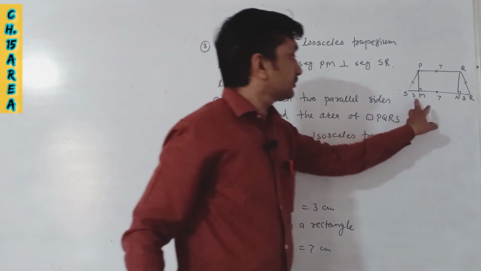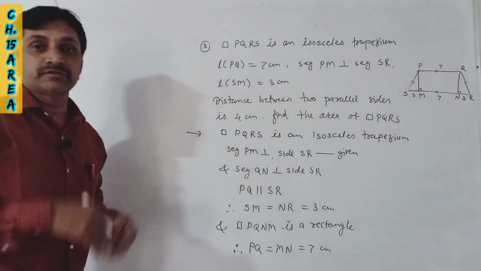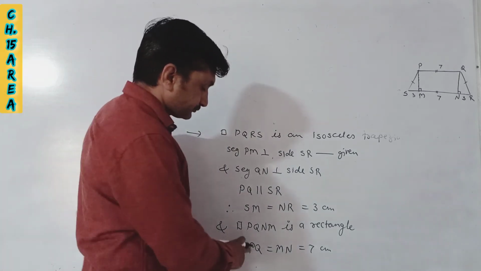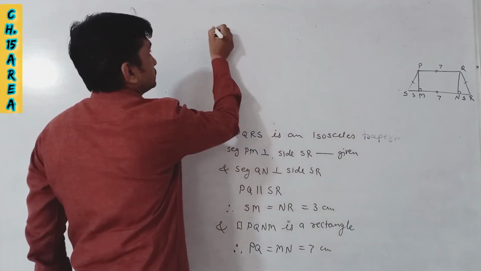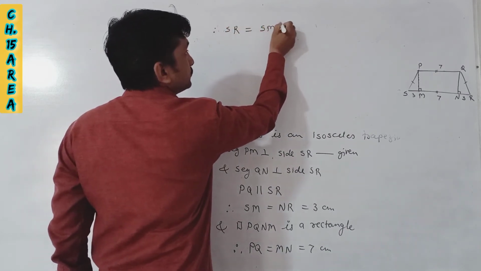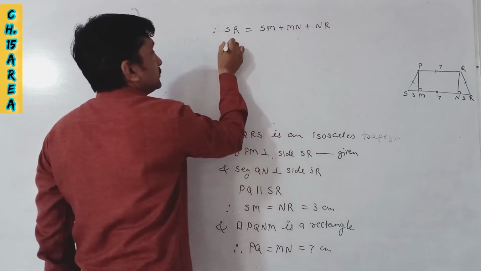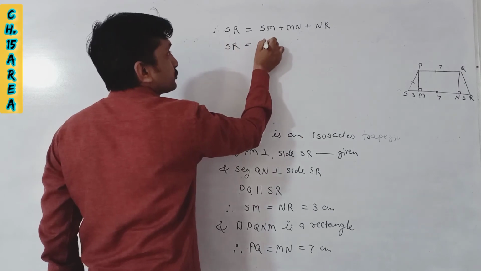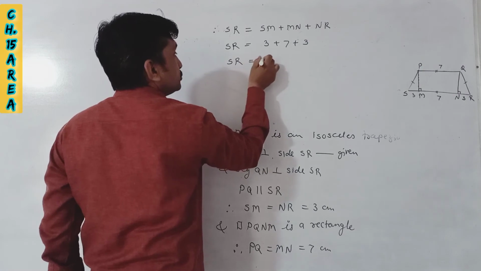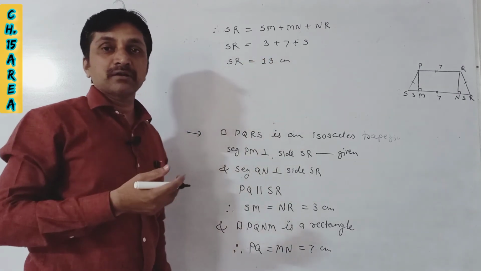And now by adding these 3 segments, we get SR. That is the second parallel side. Now here we want SR. Therefore, SR is equal to SM plus MN plus NR. SR is equal to 3 plus 7 plus 3. SR is equal to 13. In this way we got the second parallel side.